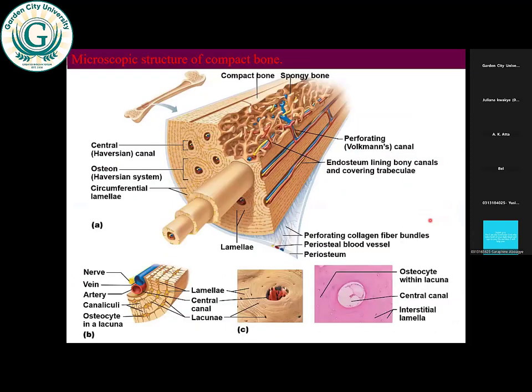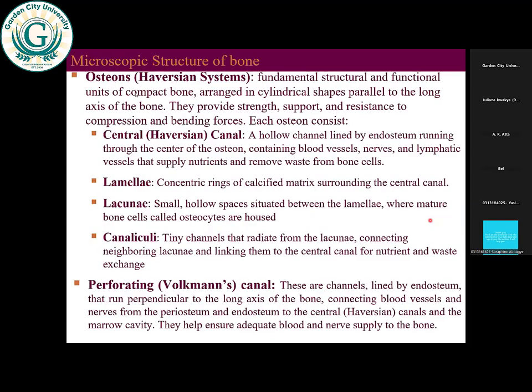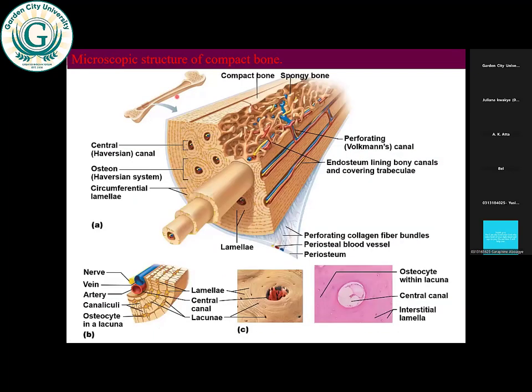Now, the basic structural and functional unit of a bone is called osteon. The osteon is the basic structural and functional unit of a compact bone. It's called osteon. So what is an osteon? You see this one. This is an osteon. From here to here is an osteon. So let me just write a sketch like this. So you have it here. So osteon is something like this.